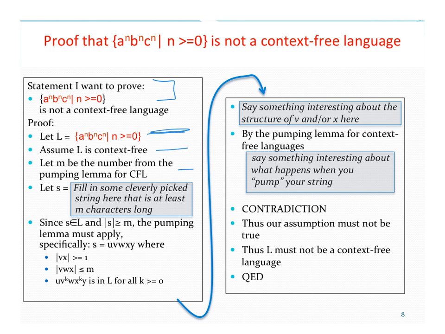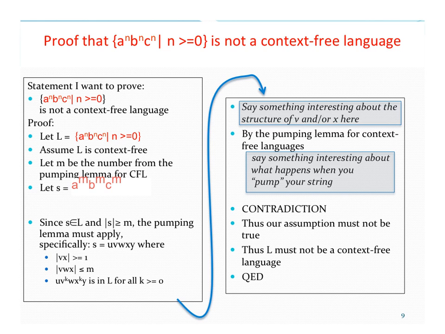Now we've got to pick some clever string. A lot of the time, it's convenient to say, what if I take the outline for my language and replace all the N's with M's? Keep in mind, this is a language, a set of strings. This is just a single string. But I'm going to try the string where M is the number from the pumping lemma for context-free languages, and I have a string that has M A's followed by M B's followed by M C's.